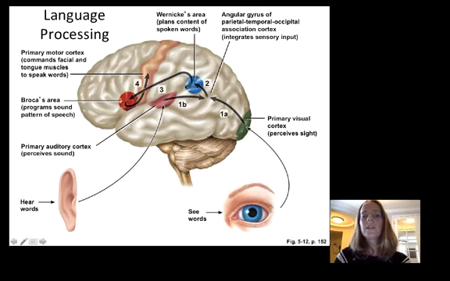So once we listen to and read words, we can then respond to them through Broca's area. So Wernicke's will send information to Broca's area, which we can then use to send commands to the primary motor cortex, which will send commands out to the muscles, tongue, and facial muscles to actually speak.